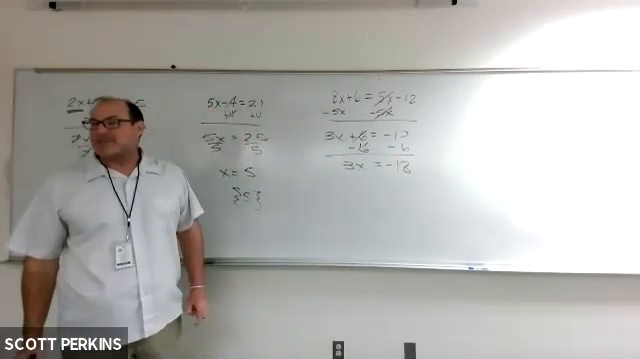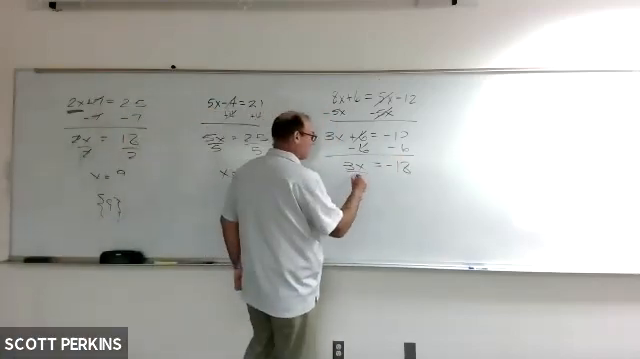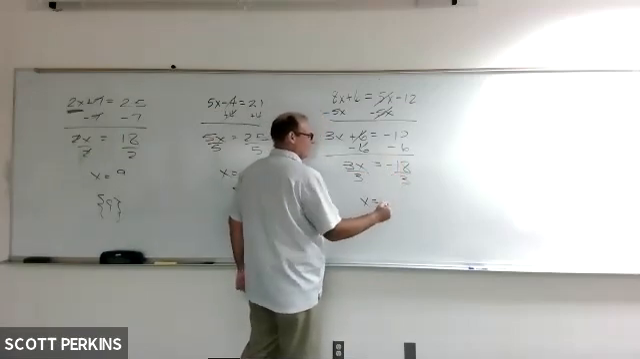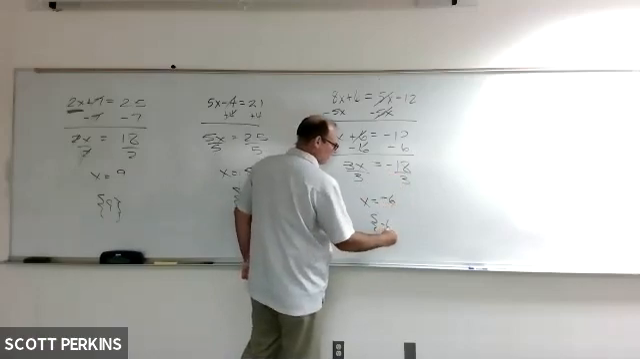And then our last happy step is always the last step. I'm going to divide by whatever that is in front of the x. Negative 18 divided by 3 is negative 6. And boom, there it is.